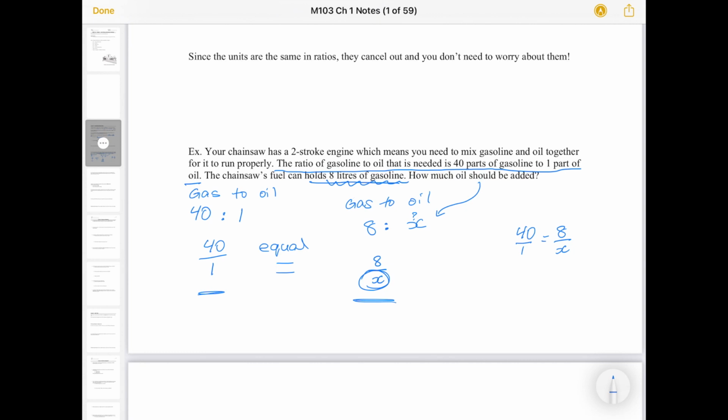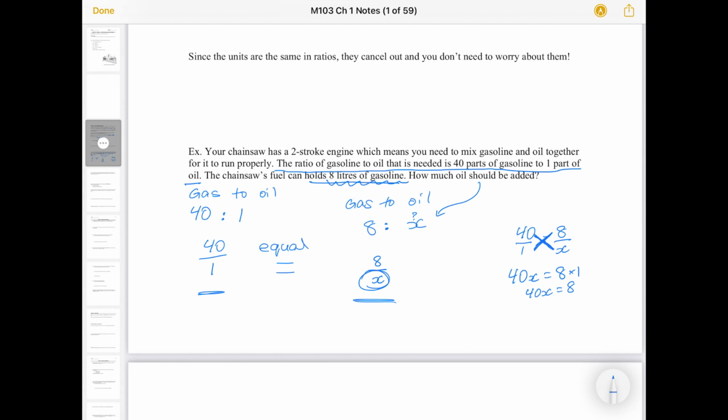So there are different ways I can solve this fraction here, but I'm going to do cross multiplication. Now cross multiplication works every single time. That's why I like doing it this way. So to do that, I'm going to multiply 40 times x, so that's 40x, and that equals 8 times 1. All right, that's why it's called cross multiplication. We make a cross. So I have 40x equals 8.